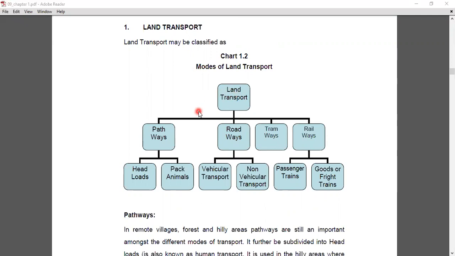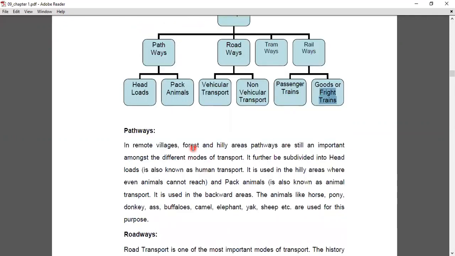So just take a quick look at land transportation: the pathways, the roadways, the tramways, and the railways. Okay, in the roadways there are two types, vehicular transport as well as non-vehicular transport, and in the railways there are passenger trains and goods or freight trains. Okay, the first one is, what is a pathway?